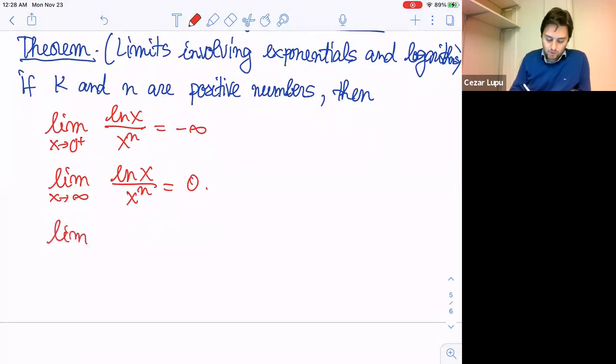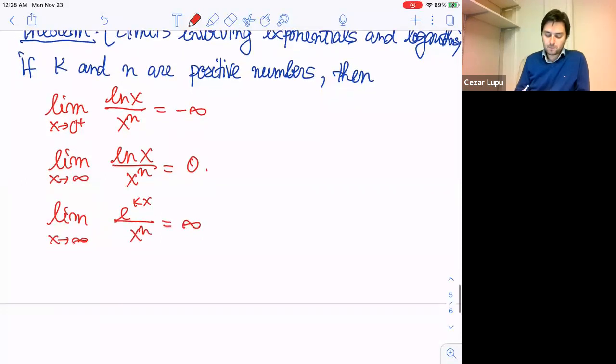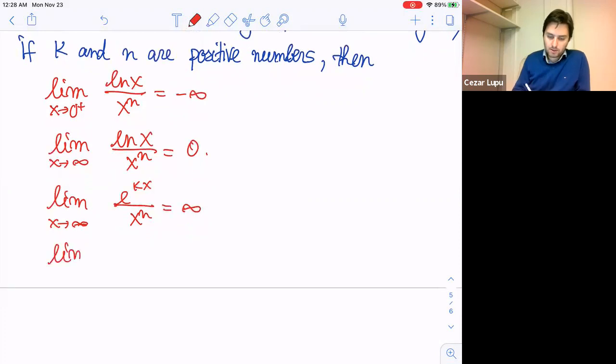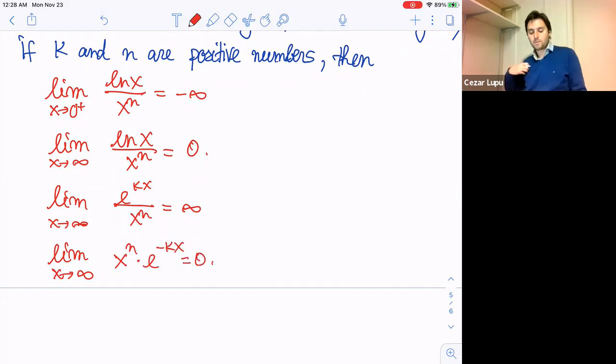Then the limit as x approaches infinity of, what else we have here? e to the power kx over x to the n will be infinity. Right? And the limit as x approaches infinity of x to the n, this is a bit tricky, times e to the negative kx, this will be 0. Okay. So keep this in mind, right? These limits.